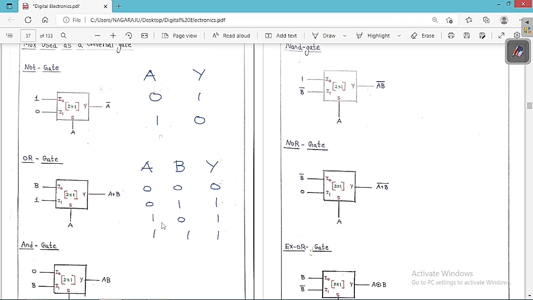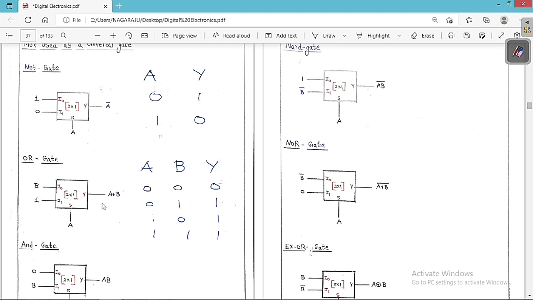Similarly, if A is equal to 1, you can see clearly if B is equal to 0, output is 1, and if B is equal to 1, output is 1. So irrespective of B, the output is always equal to 1. So we have to give this input as 1.